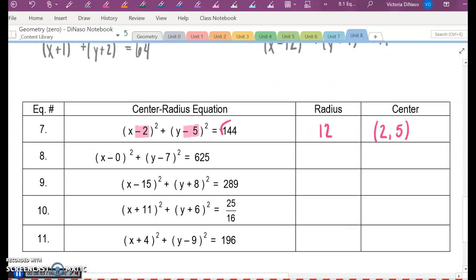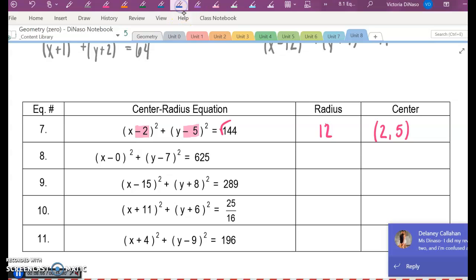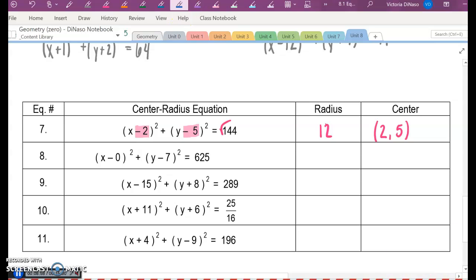In number 8, you're going to take the square root of 625, and you should get the number, I believe it's 25. Perfect. And then to find the center, you're going to take this number and flip this time. Now, typically it doesn't say x minus 0 squared. Usually it just says x squared, in which case you would put the number 0, comma, and then we have the number 7. So my center is at 0, comma 7.